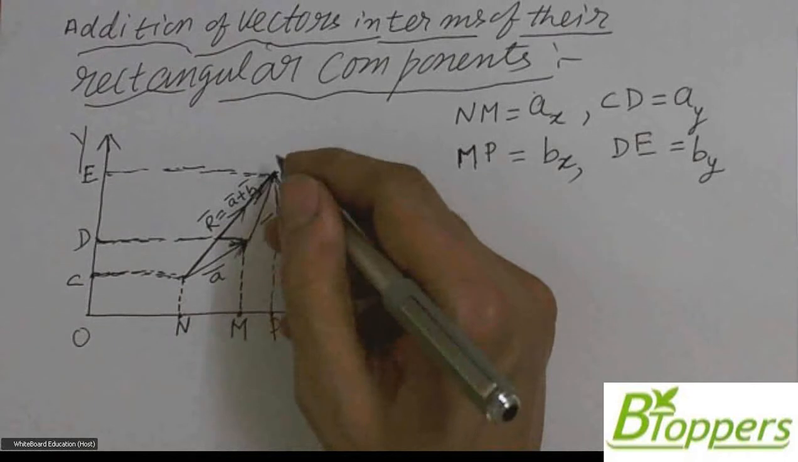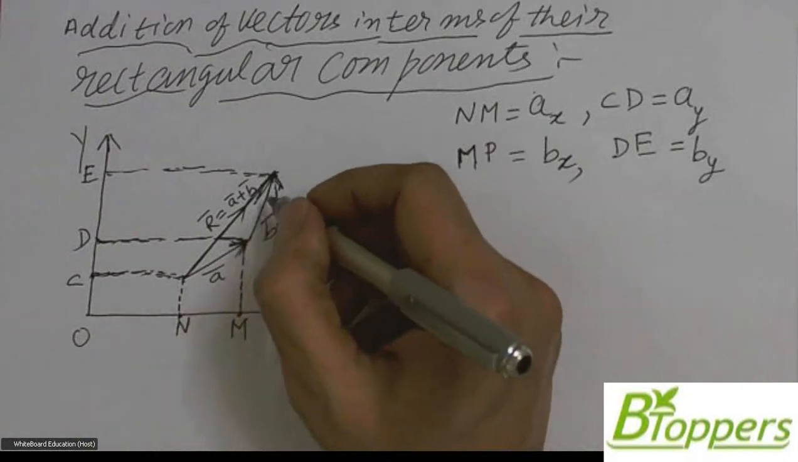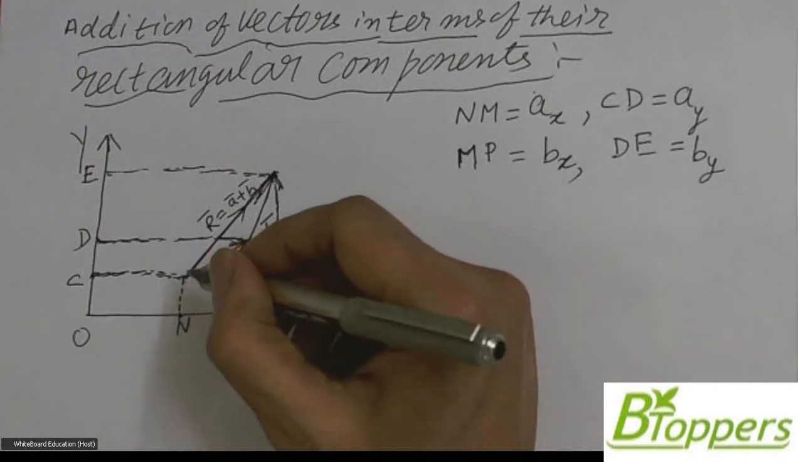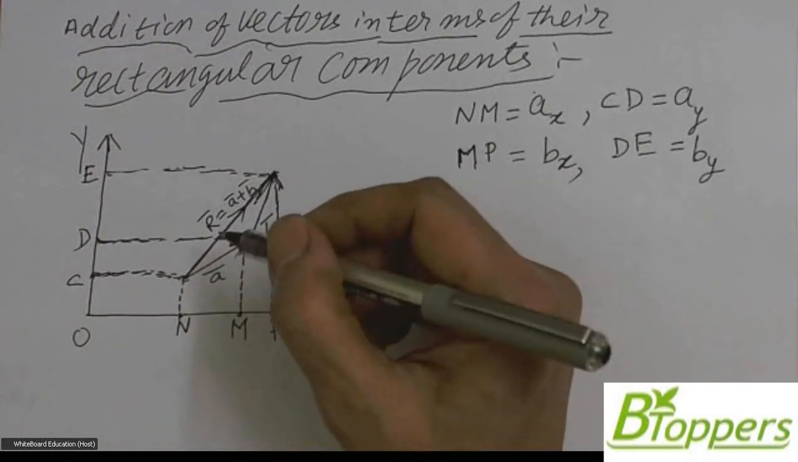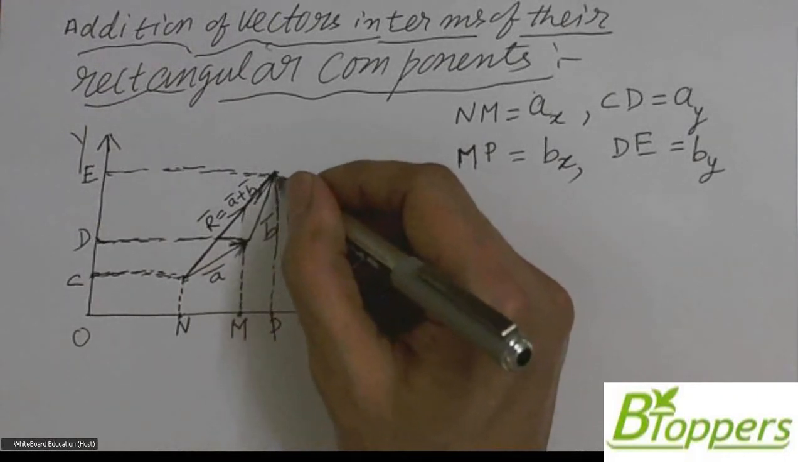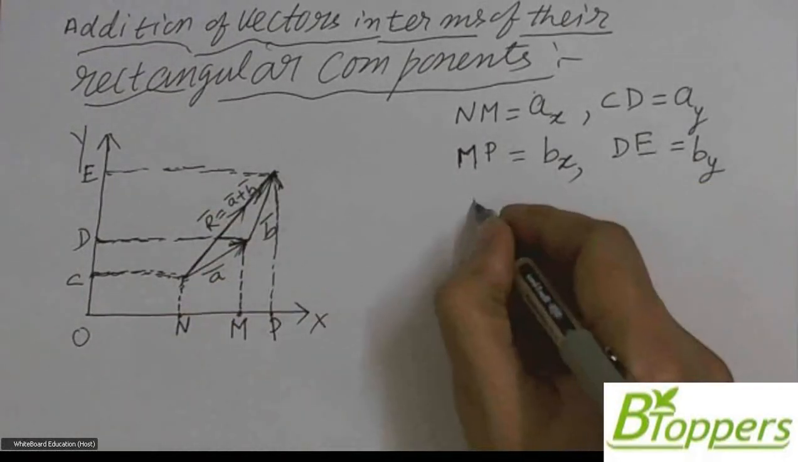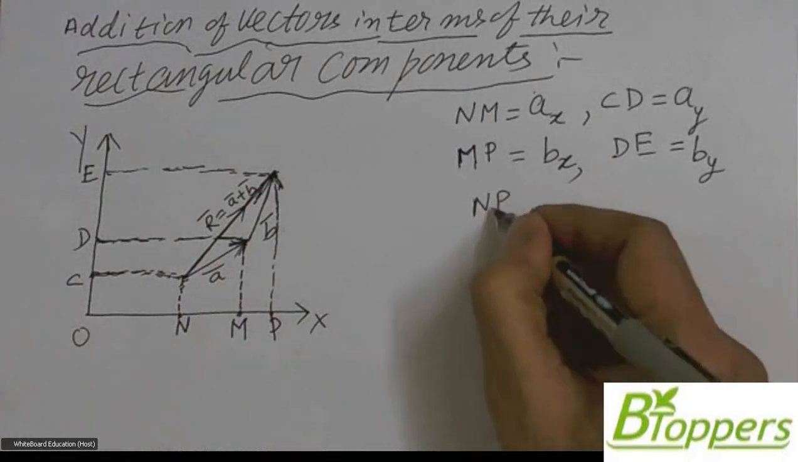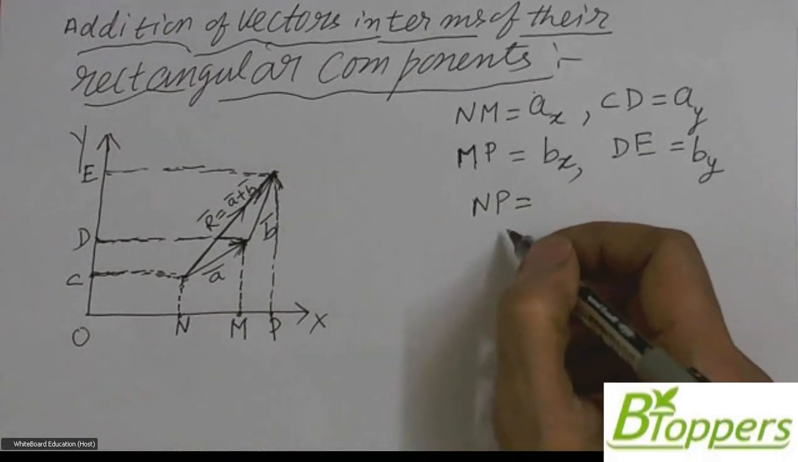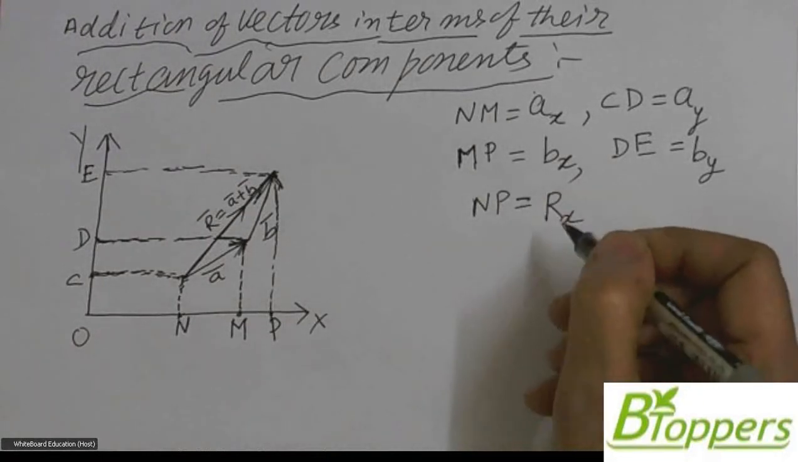By a similar procedure, we can find the two rectangular components of the resultant vector R bar. That means here the tail of the resultant vector coincides with the tail of the first vector A bar. The head of the resultant vector coincides with the head of the second vector B bar. Therefore, the length of the line between the points N and P on x-axis gives you the x component of the resultant vector, denoted by Rx.